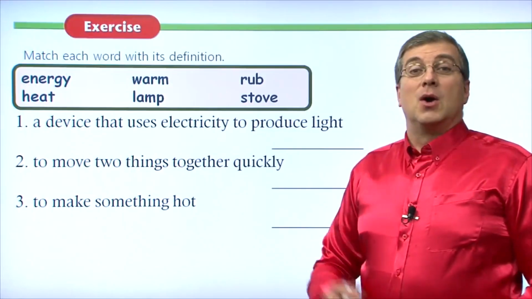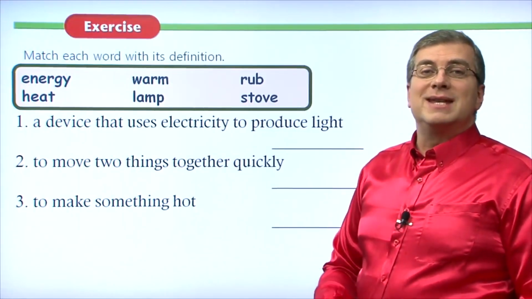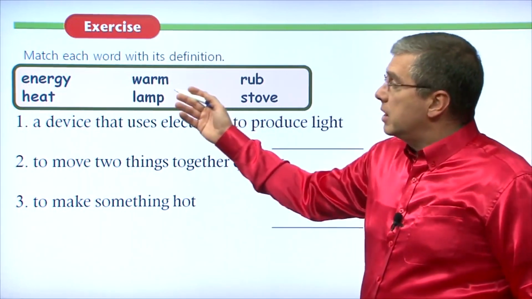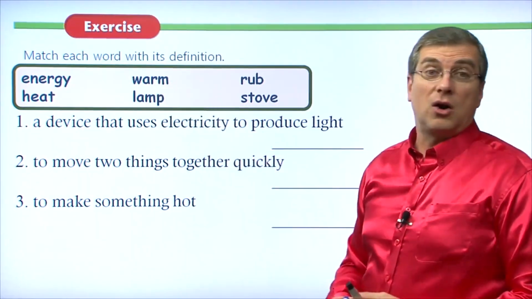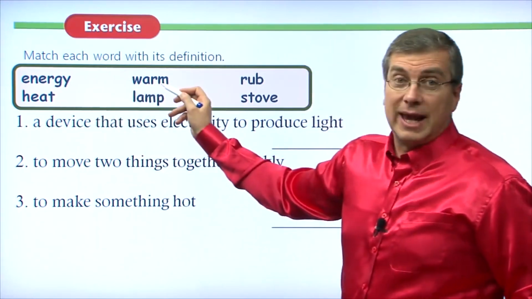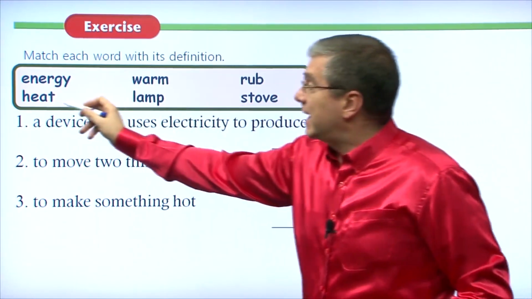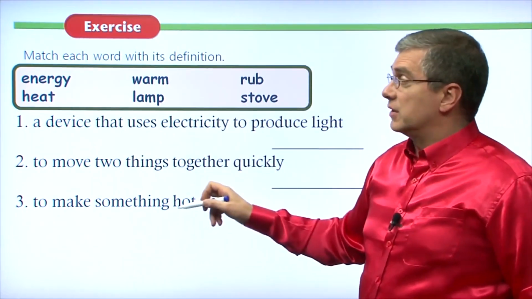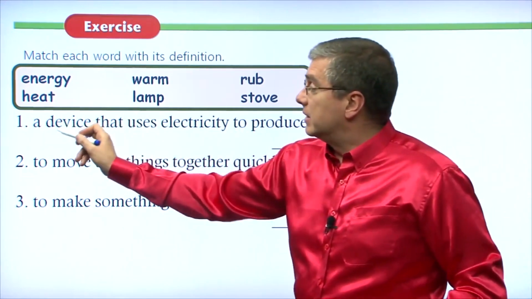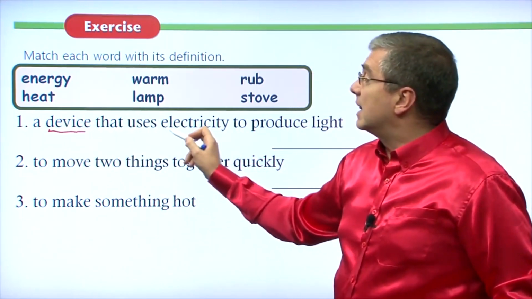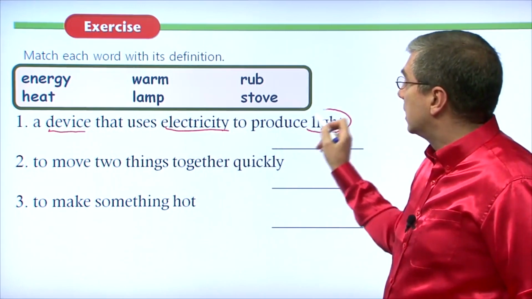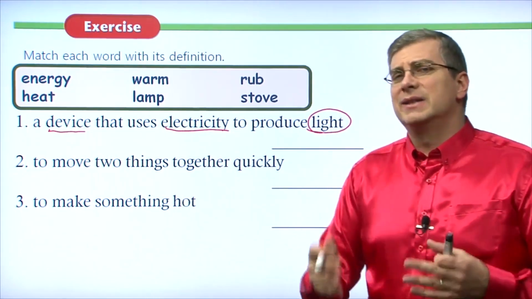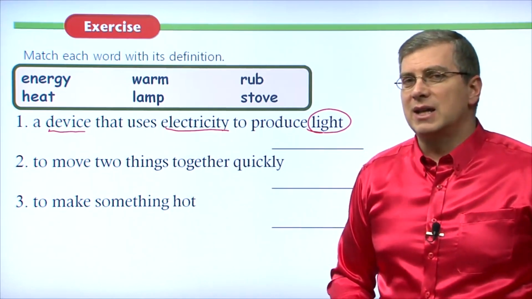Okay, everybody, let's go over the definitions of the words we just learned. Okay, let's match the word to the definition. Here are our words: energy, lamp, rub, heat, stove. These are our definitions. Let's match them. Number one, a device that uses electricity to produce light. And remember, it also produces heat. What is this device? You use it to study by.